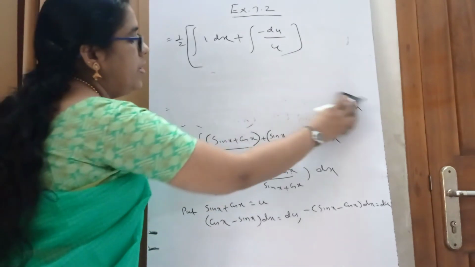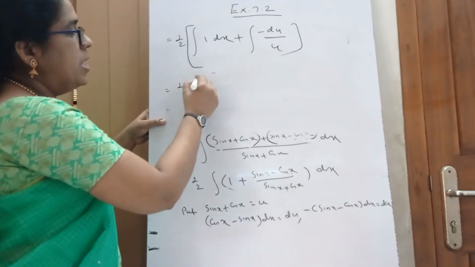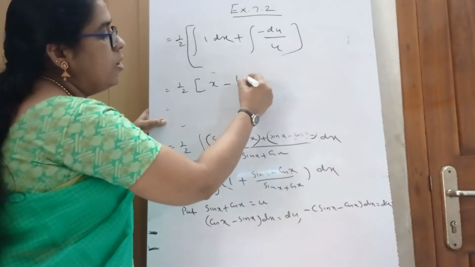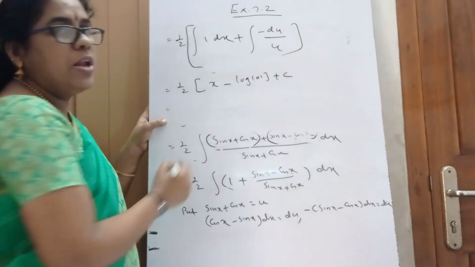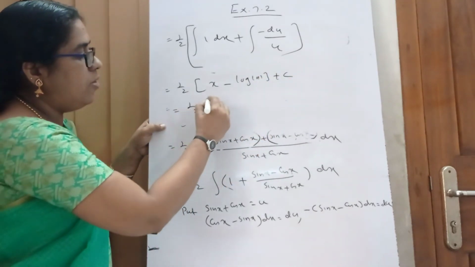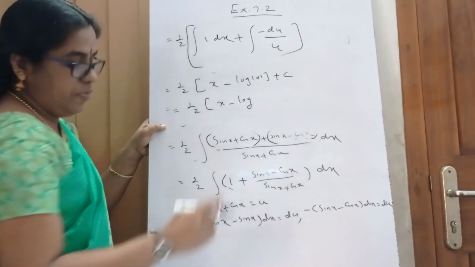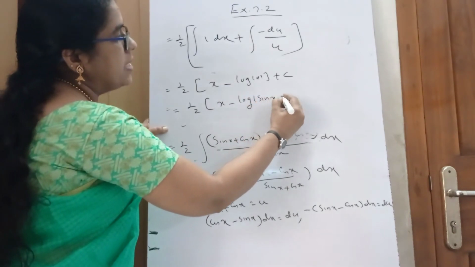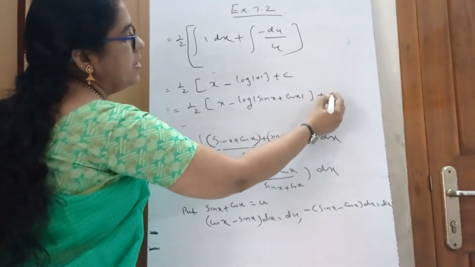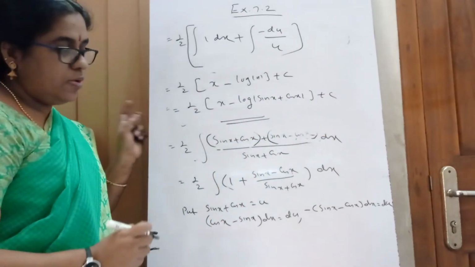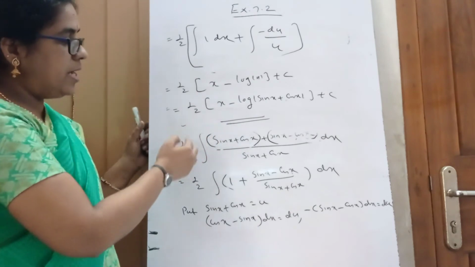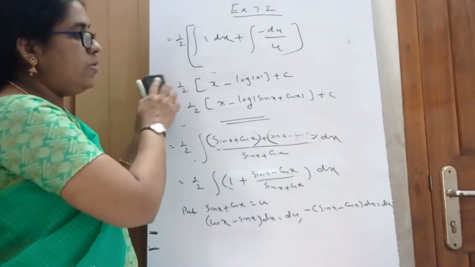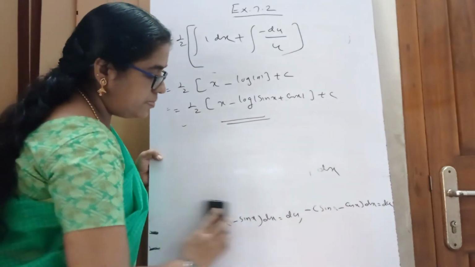Therefore we get half into integral 1 is x minus, what is integral 1 by u? Log mod u plus c. That is half of x minus log of mod sin x plus cos x plus c, since u is equal to sin x plus cos x. So this is the answer. There were some adjustments here: multiply and divide by 2, and we add and subtract cos x. You have to study all the steps. Okay, that's all.